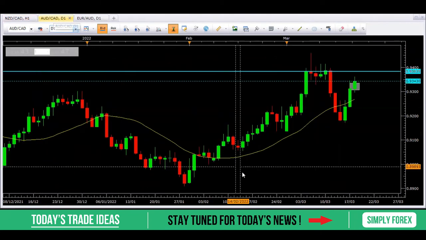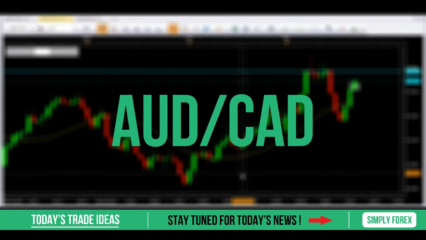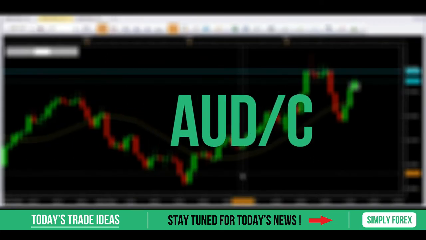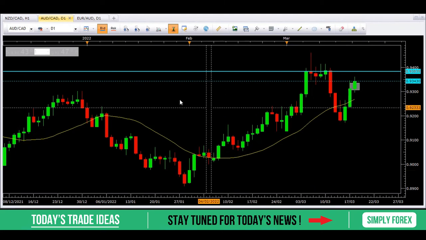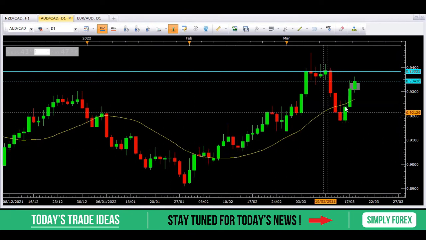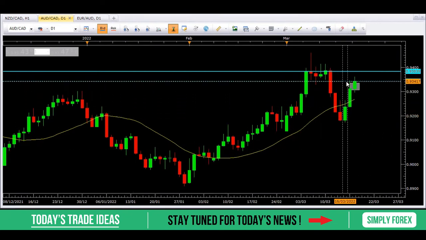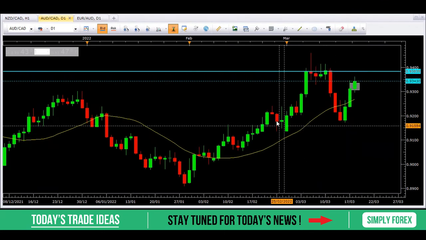Okay, the next one is this. This is the Aussie dollar against the Canadian dollar. Obviously, highly correlated with New Zealand dollar against the Canadian dollar. So just trade the one that gives you the best setup. All right, but again, we've just seen very bullish candles for the last 3 consecutive days. It's in an uptrend, so I just think we can take it just up to this last high here, this blue line. Okay, so we're looking to long this market.